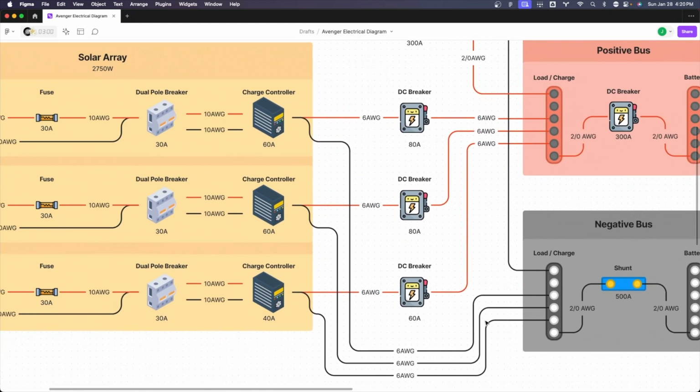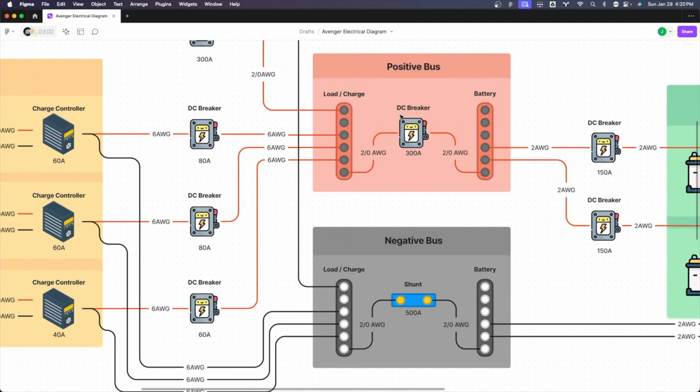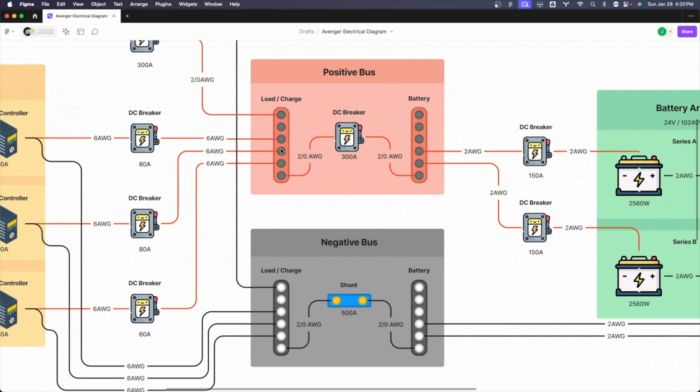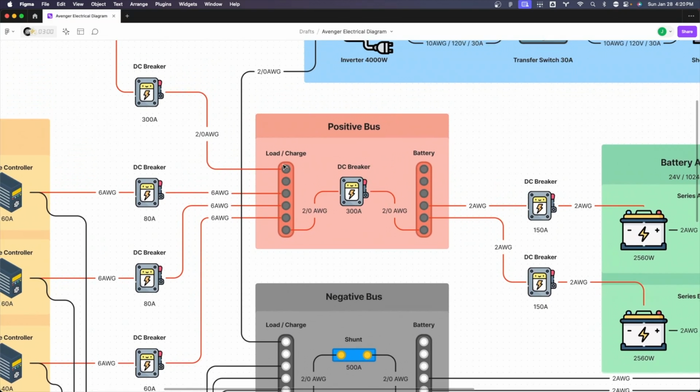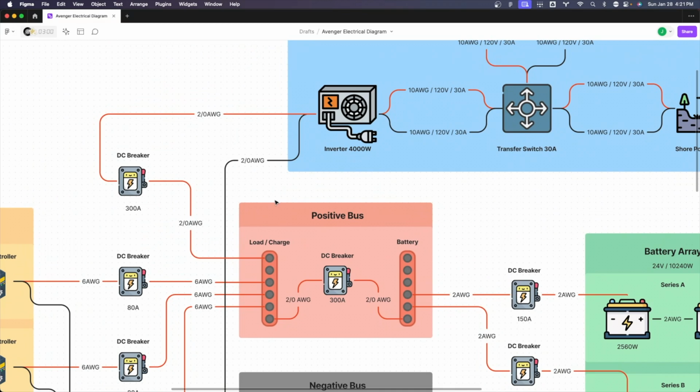Now, from our charge controllers, we have another series of breakers that allows us to turn off power from the charge controllers. And then this all leads us to the bus bars here. So I use two sets of bus bars for each pole of the bus. So we have our load side, that obviously is the charging portion coming from our charge controllers here, and also that outputs to our inverter up here that ultimately powers the trailer.